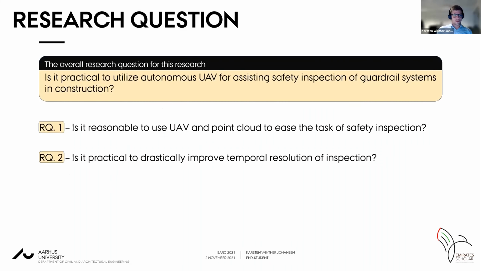So our research question, the overall one, is if it is practical to utilize autonomous UAVs for assisting safety inspection for guardrail systems in construction. And if we try to break this down into more digestible questions, the first one is to figure out if it is reasonable to use UAV and point clouds to ease the task of safety inspection. And the second one is if it is practical to drastically improve the temporal resolution of this inspection.